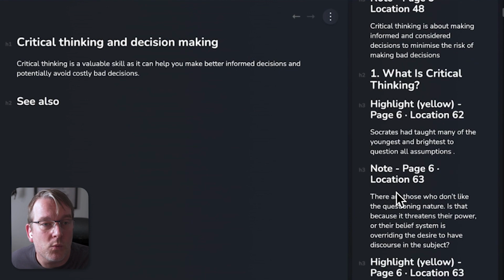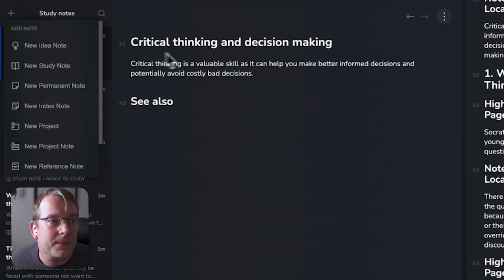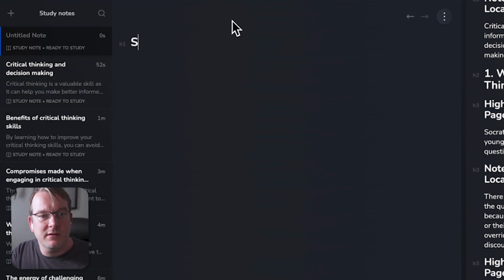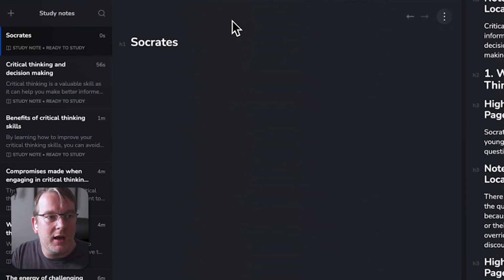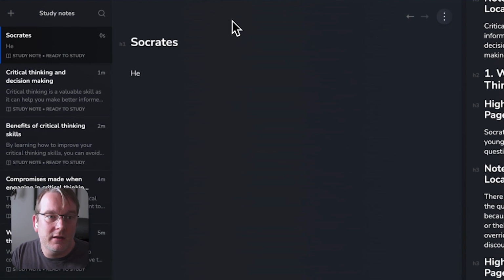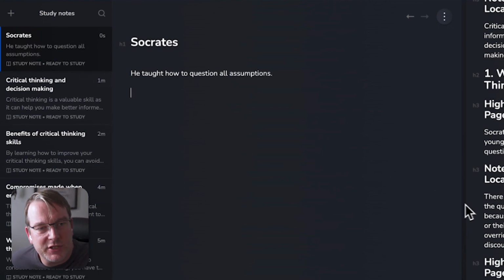Instead of bad decisions. Okay, so what is critical thinking? So Socrates has taught many of the youngest and brightest to question all assumptions. So let's create a reference here to Socrates. Off the top of my head, I couldn't recall too much, but I will say, just capture that. He taught how to question all assumptions. We'll leave it at that for the moment. That's something I could flesh out more once I have more context around that.